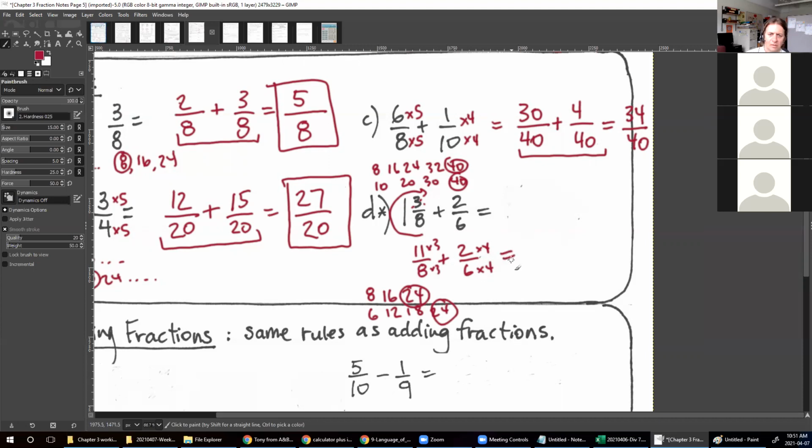Again, I can go over this one in a bit more detail later on, or if you want me to go back. So 11 times 3 is 33, and 8 times 3 is 24. Plus 2 times 4 is 8 over 6 times 4 is 24. This is awesome because I want my bottom numbers on the fraction to be the same. If they are, then I can add them. So 33 plus 8 is going to give me 41 over 24. I'm pretty sure that's the answer.